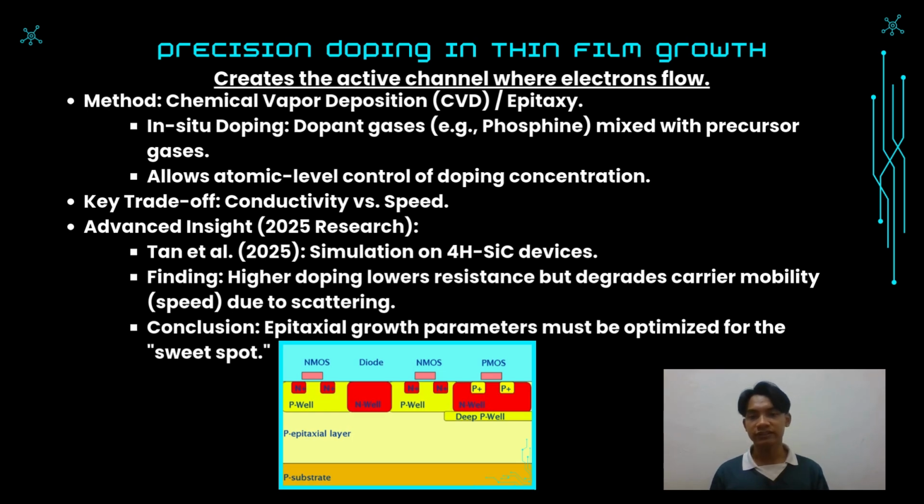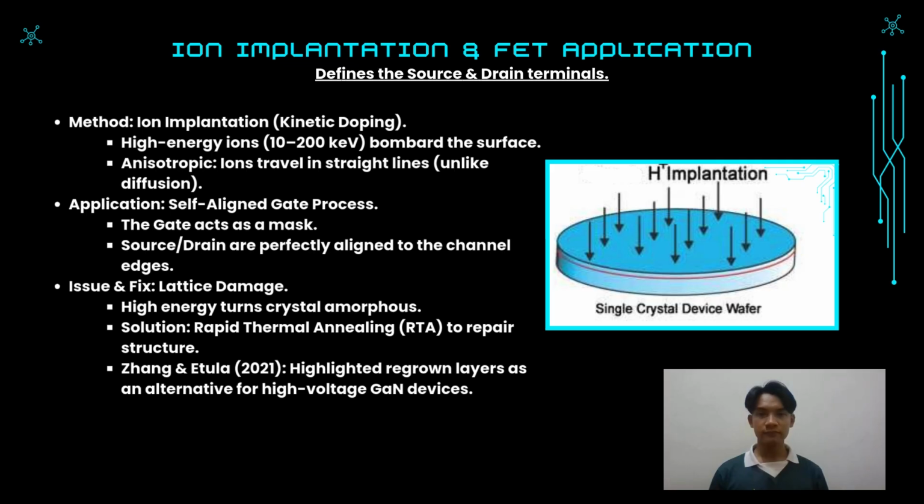According to recent research by Tan et al. in 2025, if we dope this layer too heavily to lower resistance, we actually slow down the electrons because they keep crashing into the dopant atoms. So, we must use thin film growth to find the perfect balance between conductivity and speed.